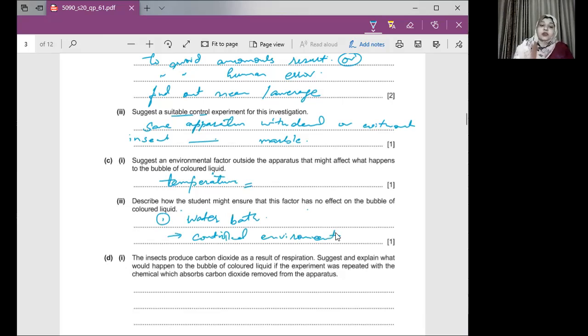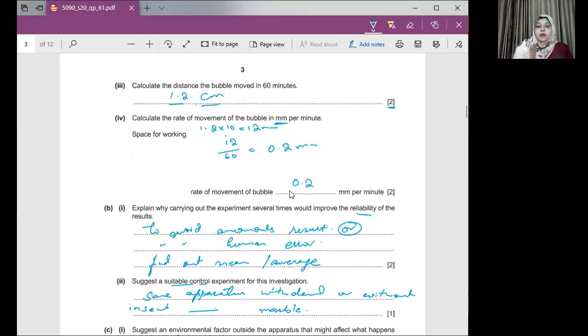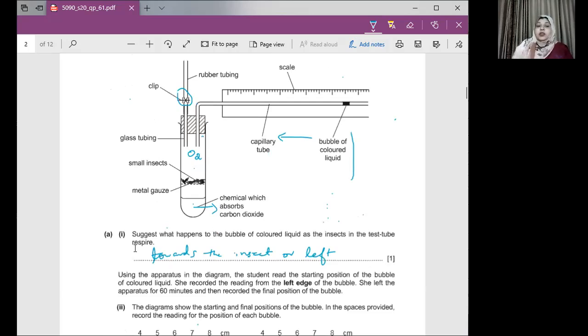The insect produce carbon dioxide as a result of respiration. Suggest and explain what would happen to the bubble of a colored liquid if the experiment was repeated with the chemical which absorbs carbon dioxide removed from the apparatus. Let's move to the page number 1, where they are showing that this liquid is there. Now they are saying, okay, this liquid, they are removing this one. Now a simple experiment takes place.